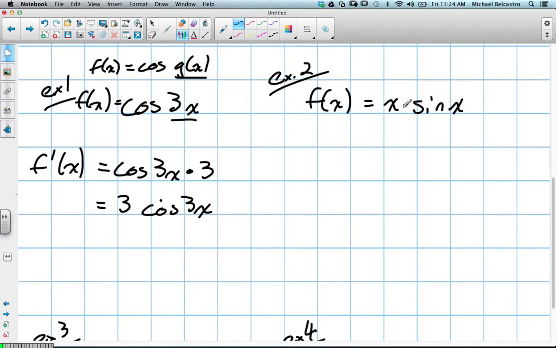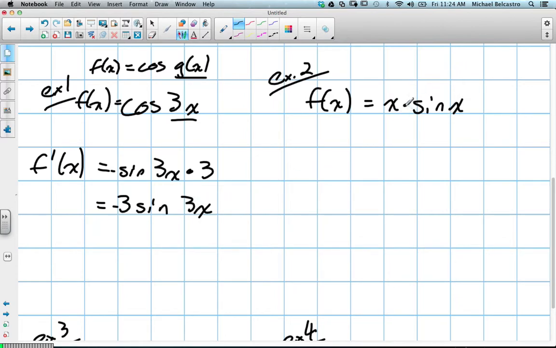In our second example, we have a product rule, x times sine x. Oh yes, I completely forgot the sine. Thank you. I kept the original. Negative sine becomes negative 3 sine of 3x.